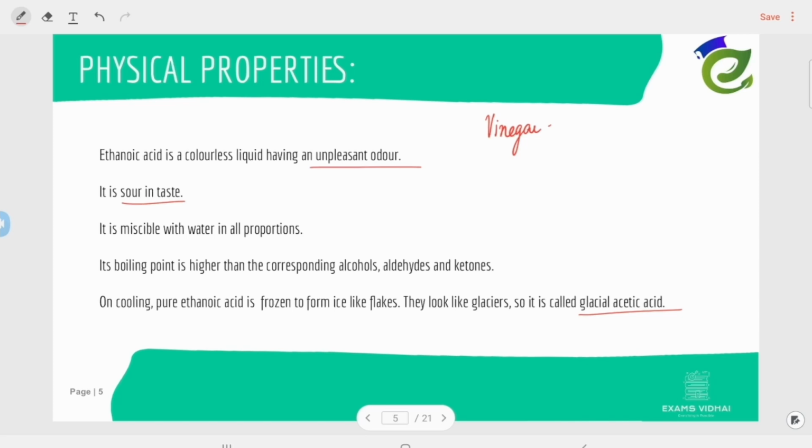Its boiling point is higher than the corresponding alcohols, aldehydes and ketones. Why is it so? Because of its complex structure. On cooling, pure ethanoic acid is frozen to form ice-like flakes. They look like glaciers, so it's called glacial acetic acid.